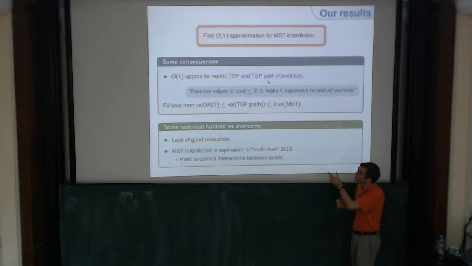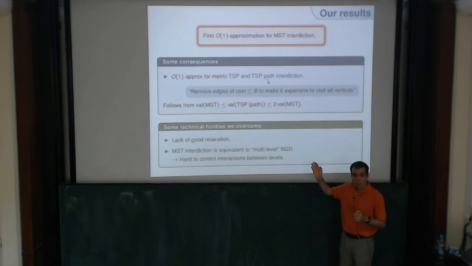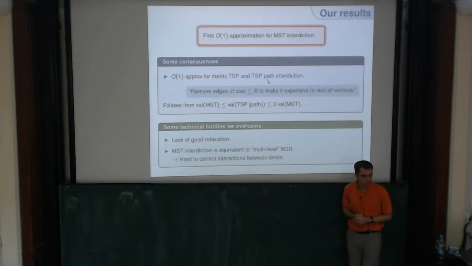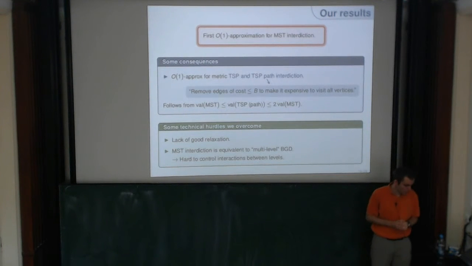So of course, the value of a best TSP tour is sandwiched between the value of an MST and twice the value of an MST, same for TSP path. A constant factor approximation for MST interdiction immediately leads to a constant factor approximation for metric TSP interdiction. You just interdict the graph as if you wanted to find an MST. And that, of course, will also interdict it for TSP. So this implies a constant factor approximation for interdicting metric TSP.